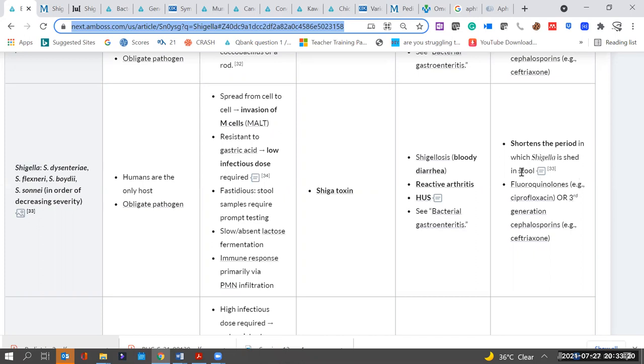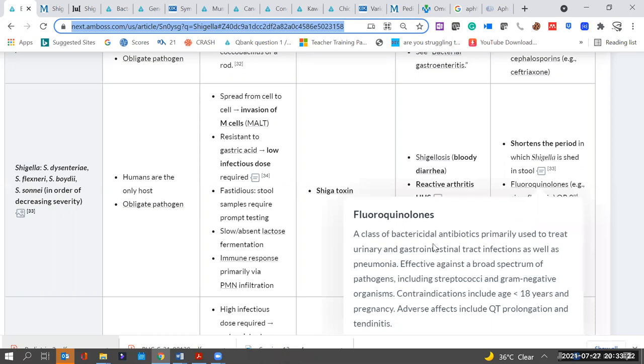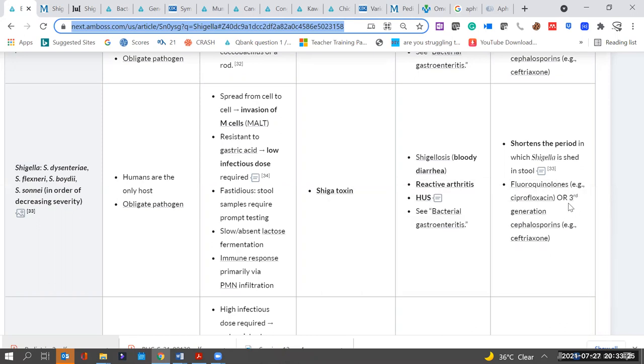Treatment shortens the period in which Shigella is shed in stool. We can use fluoroquinolones, antibiotics like ciprofloxacin. The third generation cephalosporin ceftriaxone can also be used to treat this infection. So the treatment part is okay, but most of the time it's the complication questions which they usually ask: what would be the complication of Shigella infection? So remember this: hemolytic uremic syndrome, and especially febrile convulsions or seizures or tonic-clonic convulsions after a bloody diarrheal attack, always think about Shigellosis.